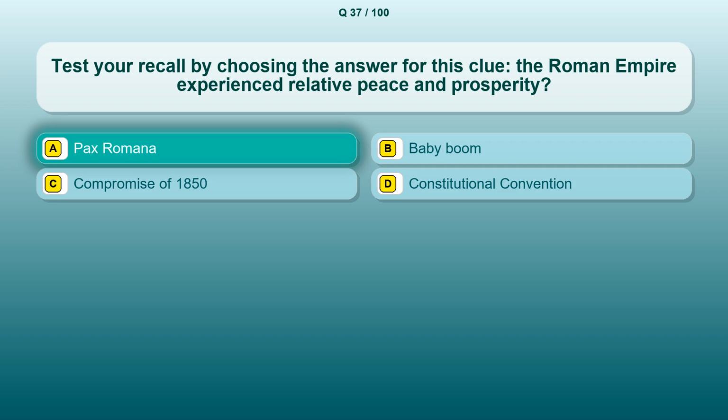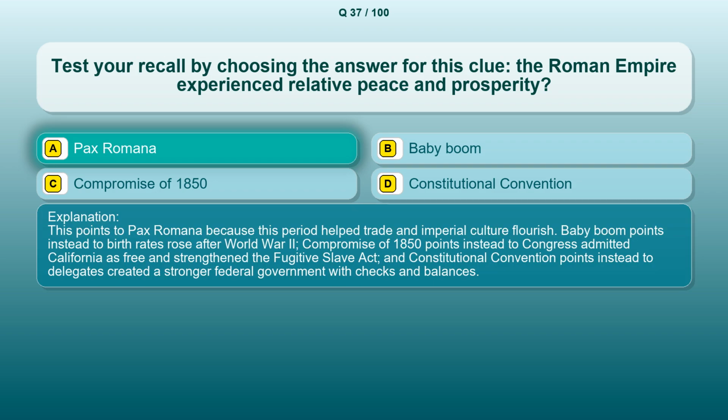The correct answer is option A, Pax Romana. This points to Pax Romana because this period helped trade and imperial culture flourish. Baby boom points instead to birth rates rose after World War II. Compromise of 1850 points instead to Congress admitted California as free and strengthened the Fugitive Slave Act, and Constitutional Convention points instead to delegates created a stronger federal government with checks and balances.